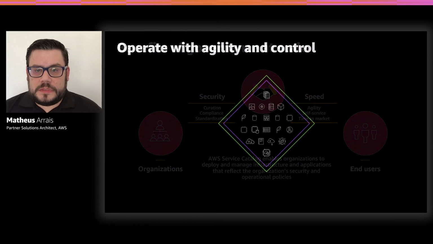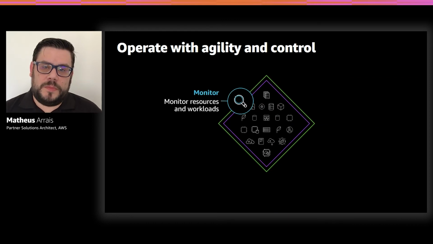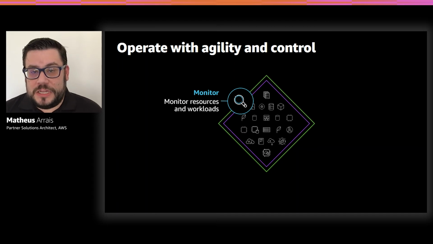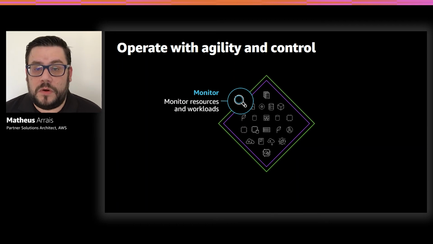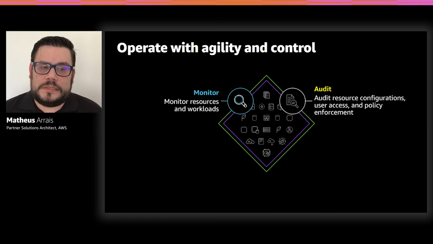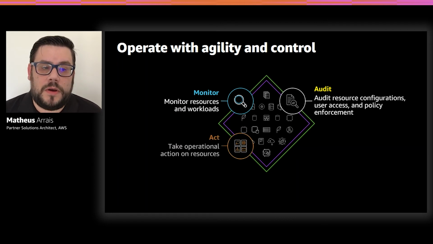Okay, so the last point is about operating. Remember: enable, provision, and last one, operate. So, operation with agility and control with AWS. First of all, customers want to monitor and get visibility into their resources, and AWS Control Tower can provide that for them. Second, they want to make sure that it's auditable: everything from how those resources are configured, to which users are accessing them, and what policies are being enforced. You can have that on AWS with AWS Control Tower.